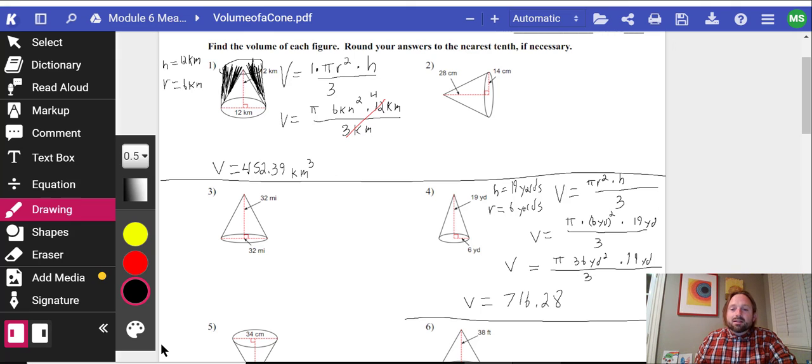So this is 716.28 yards. But wait, what are we counting? Are we counting squares? No. Are we counting just yards, like a measuring tape? No. We're counting little boxes, little cubes inside the three-dimensional object.